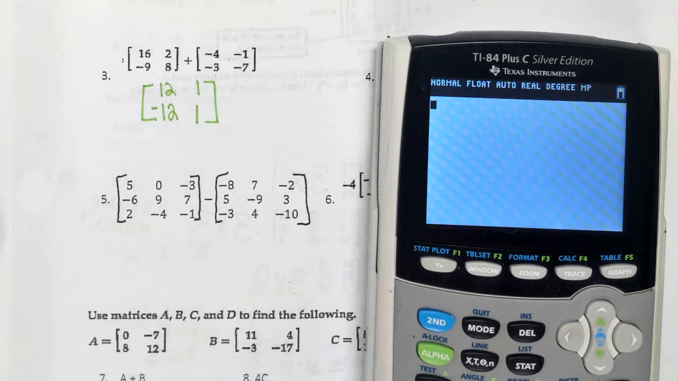Try it in your calculator. Repetition, repetition, repetition. You get it stuck in your brain how to do it in your calculator. Try number 3. Go over and over those steps.